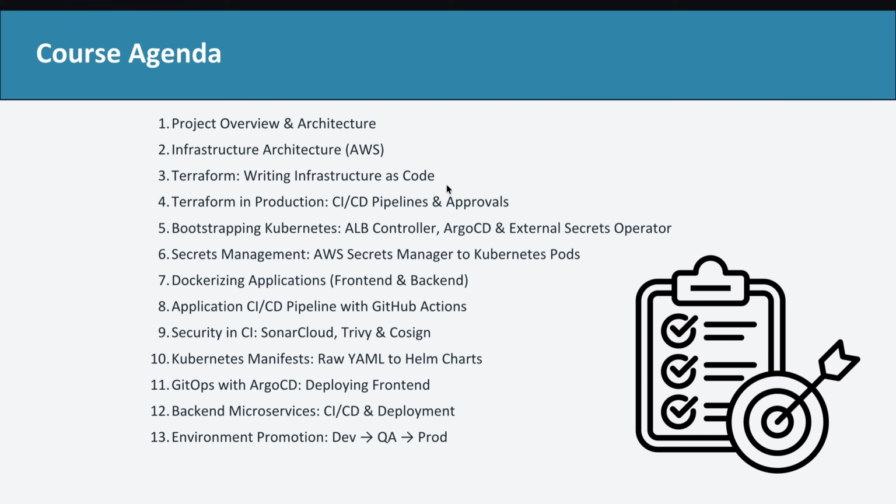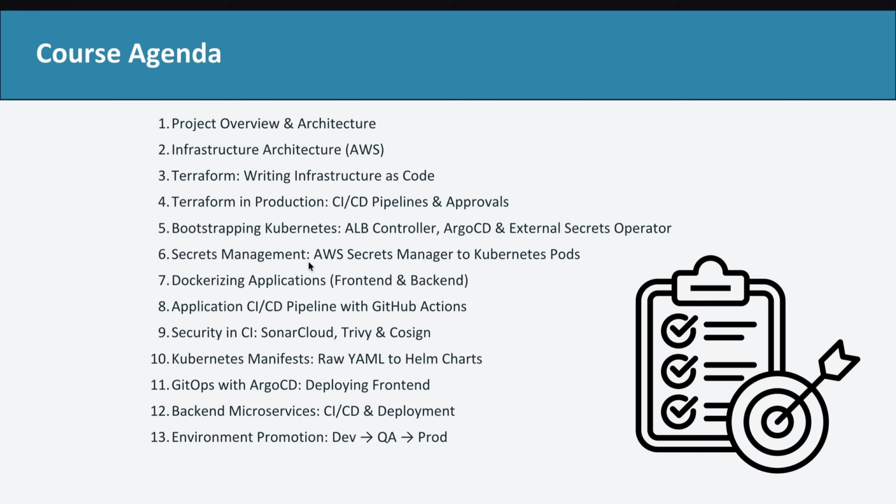Once we have written code, we will write pipelines for Terraform itself. We will run Terraform commands through pipelines. Whenever we want to apply Terraform, it should go with an approval process so that we will have more control over what goes onto our infrastructure. Next, bootstrapping Kubernetes. Once we have set up EKS, we need to install load balancer controller, Argo CD, external secret operator. These we are going to install through Python.